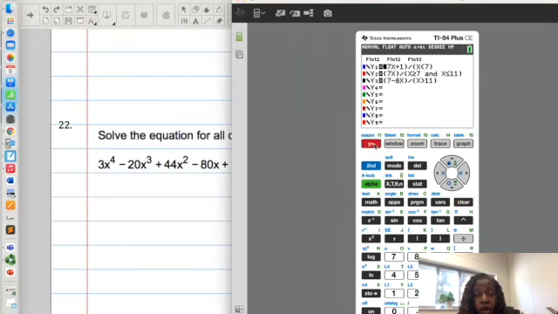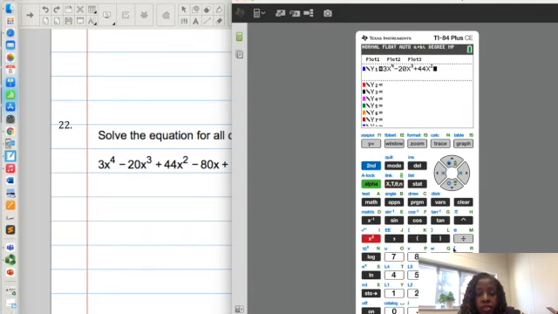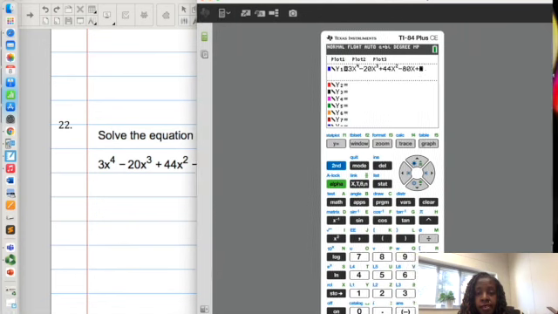I'm going to go right over here to y equals. And I'm going to type this bad boy into this calculator and see what I can see. 3x to the 4th minus 20x to the 3rd. I know what you're thinking. I should have already had these typed in there. I sure should have. But we can type it together. We're a family. 44x squared minus 80x. Plus, I believe that was 128. Yep.